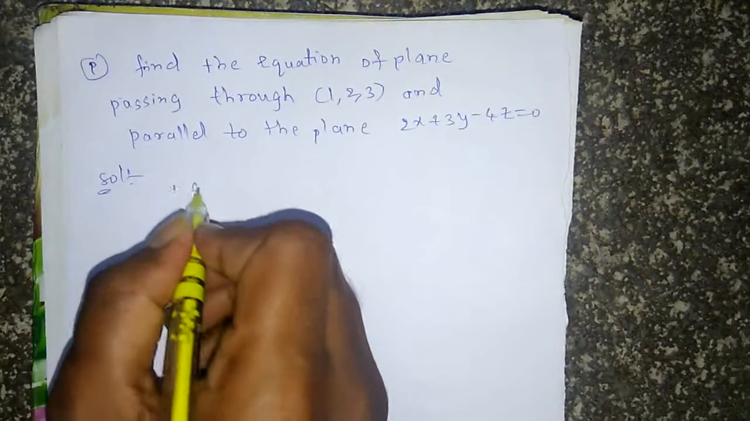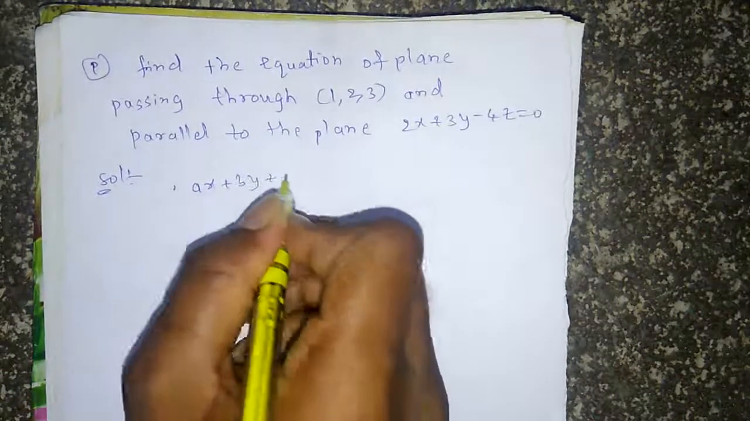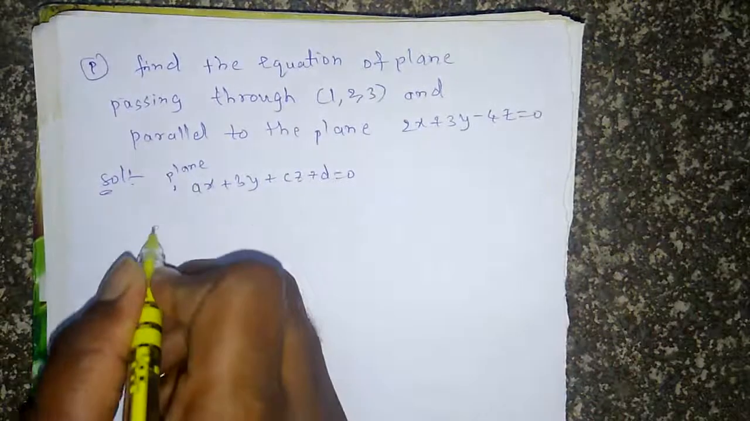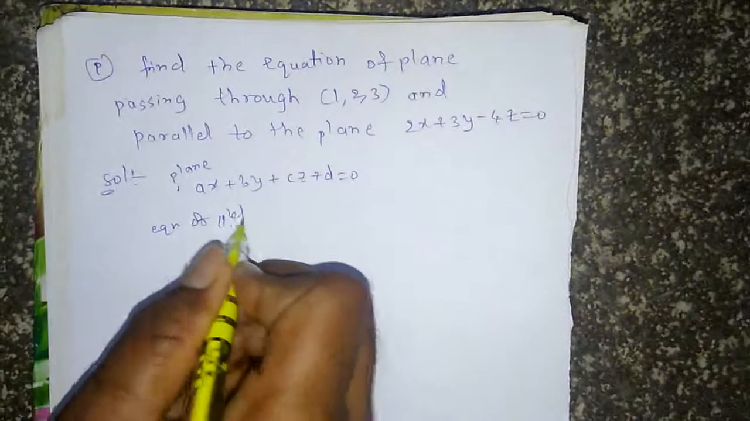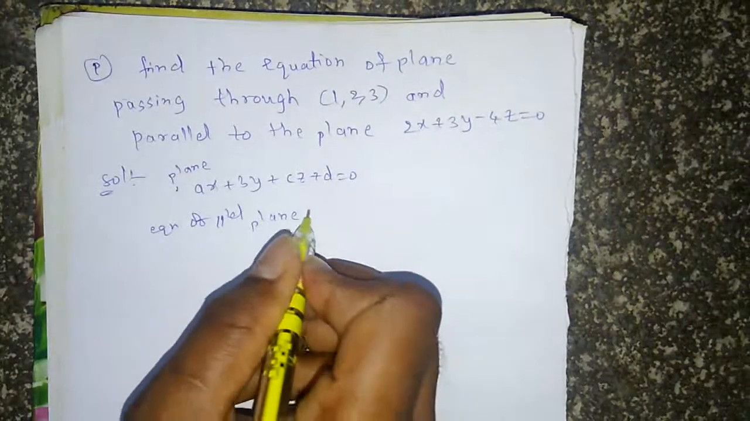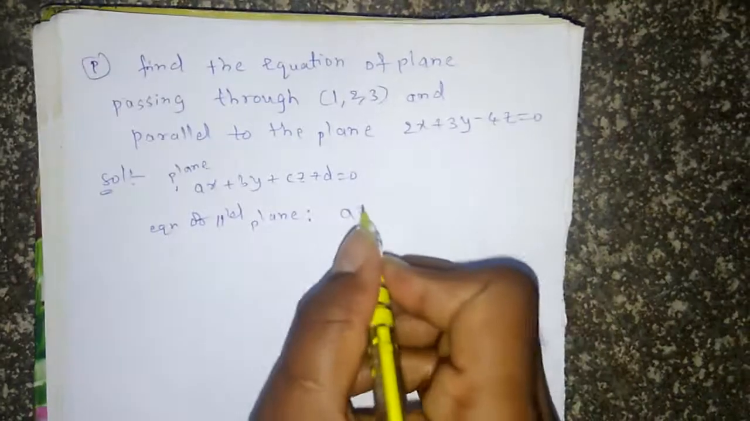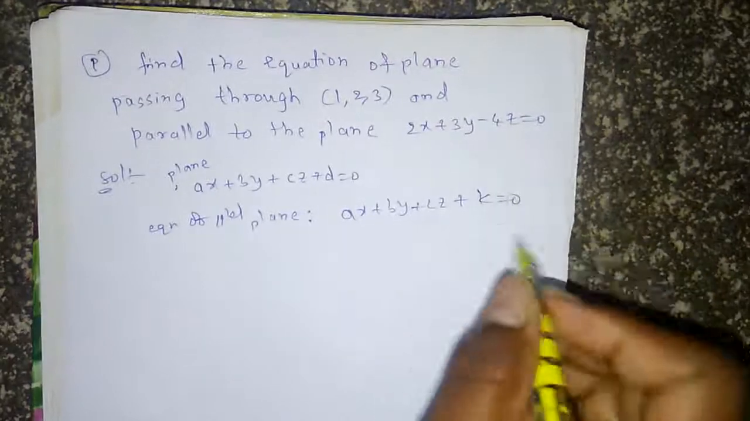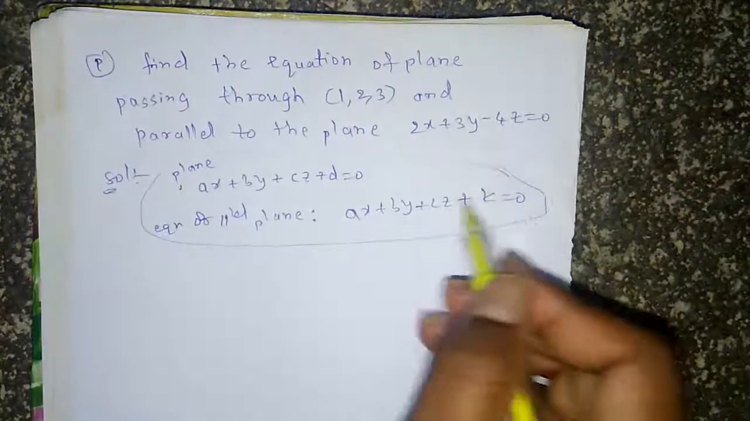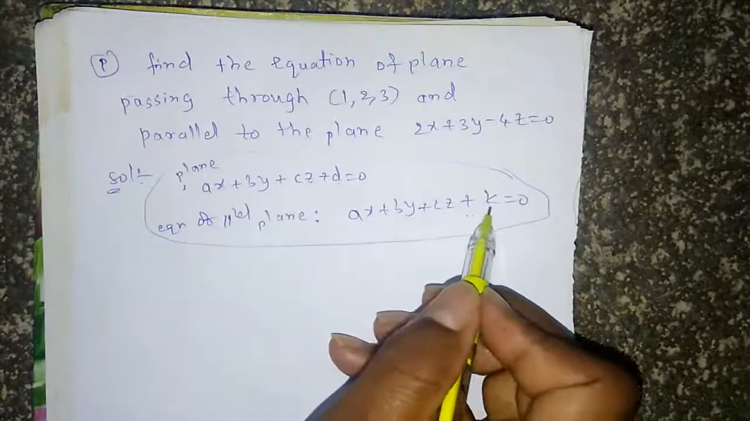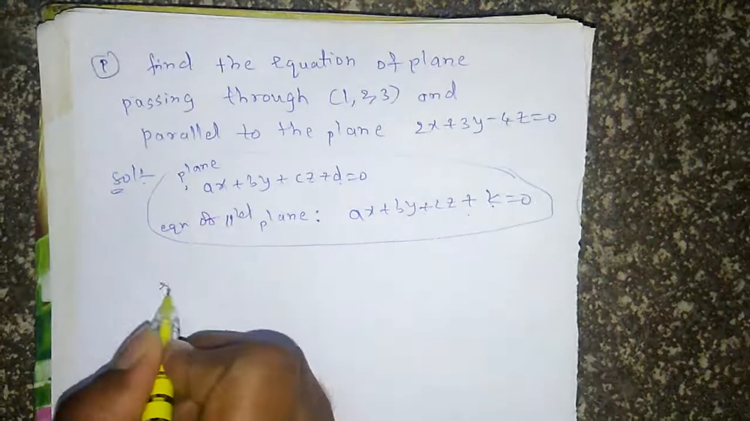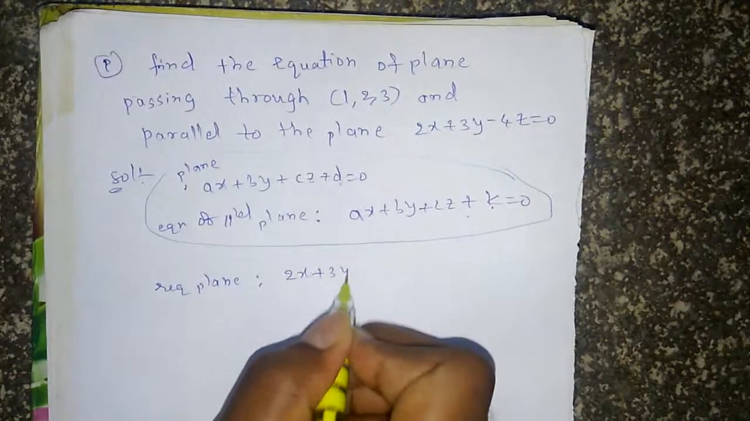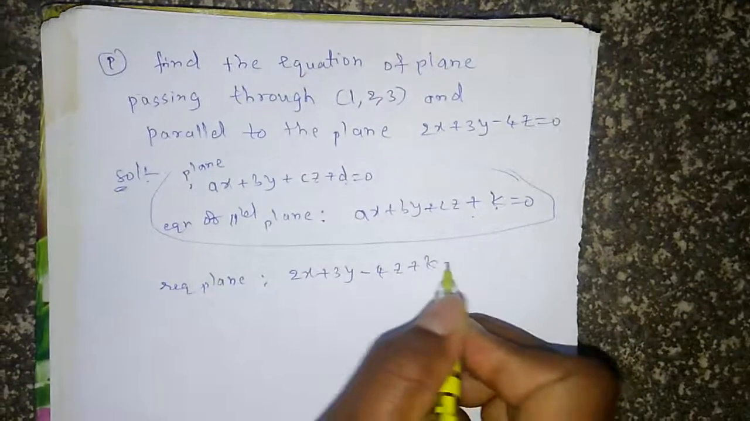the equation of a parallel plane. If ax plus by plus cz plus d is equal to 0 is a plane, the equation of a parallel plane is, so parallel planes differ by only the constant term, so it will be ax plus by plus cz plus some k is equal to 0. So parallel planes differ by only a constant. So our required plane will be 2x plus 3y minus 4z plus k is equal to 0.